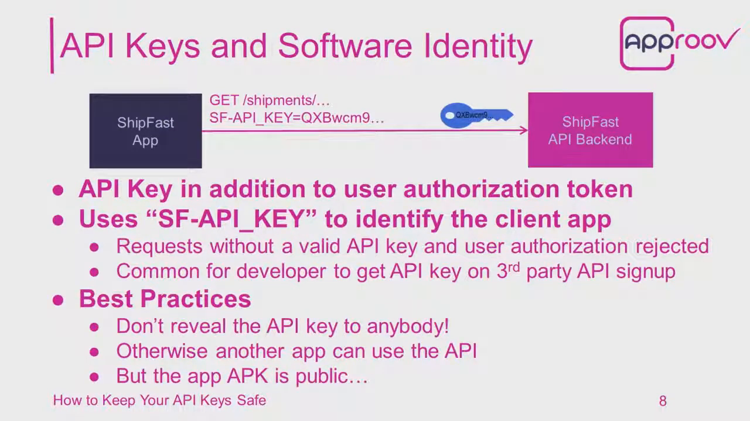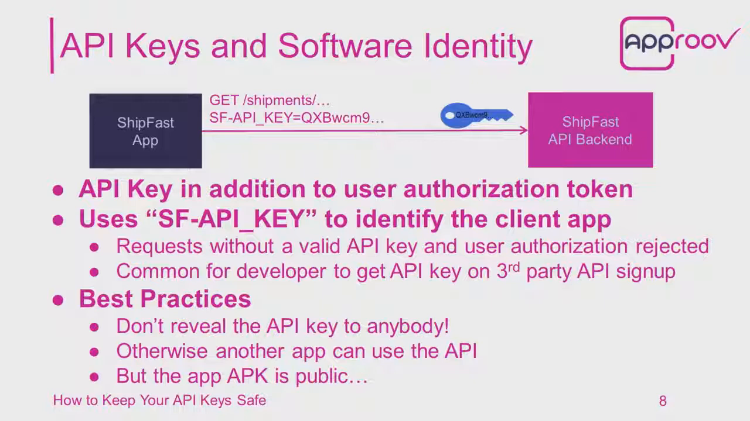So in addition to the OAuth token, there is also an API key. I haven't shown it yet, but that's what I'm going to talk about. As well as identifying the individual user, you also want to identify the piece of software. This is a common practice: a particular piece of software will have an API key associated with it that's used also in the authorization.